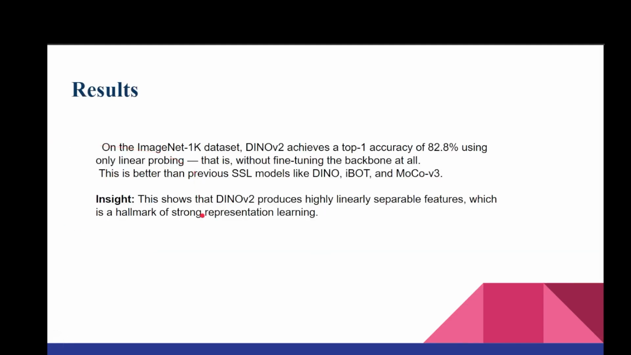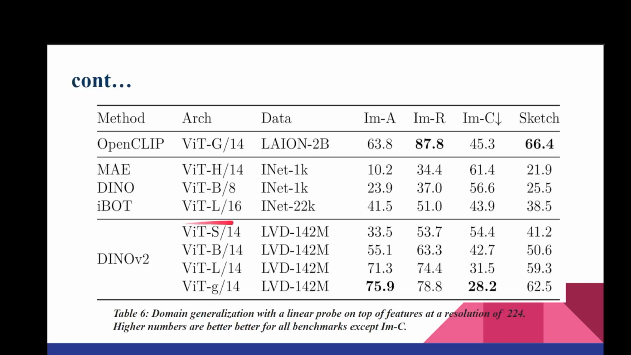Now the key takeaway is that DINOv2 has an accuracy of 82.8 using only the linear probing method, that is without fine-tuning, and this is better than previous SSL models such as Dino, iBot, and the MAE model. The insight we can take away here is that DINOv2 produces highly linearly separable features, which is a hallmark of strong representation learning.